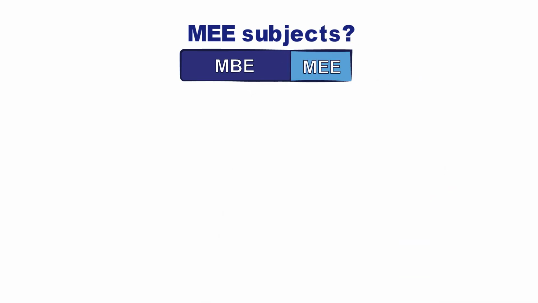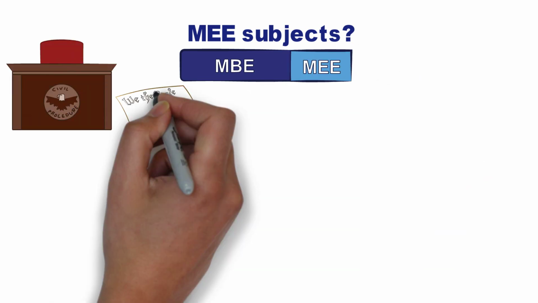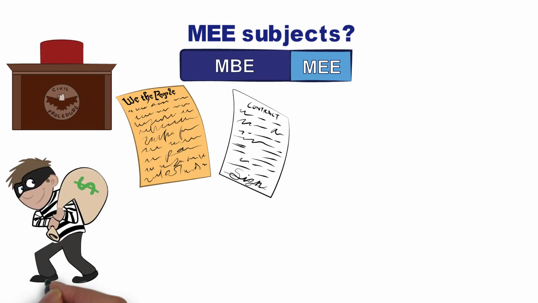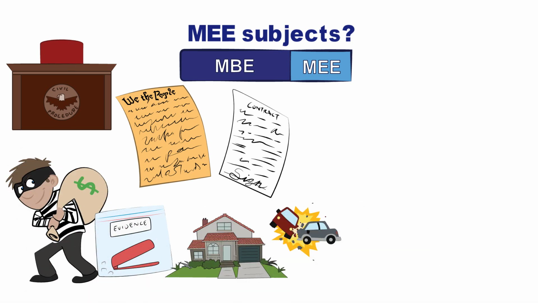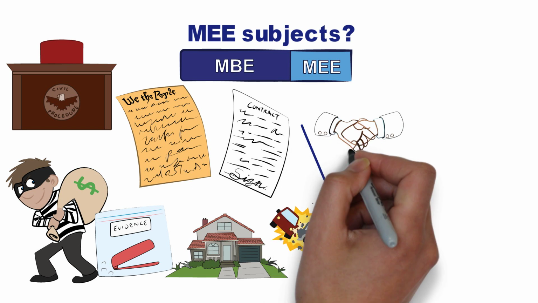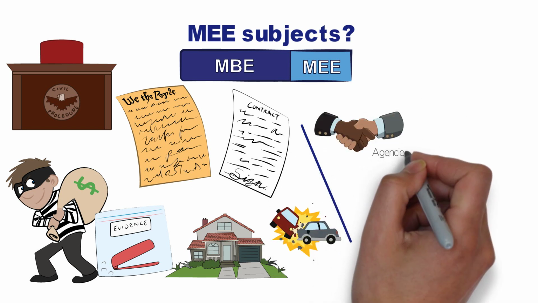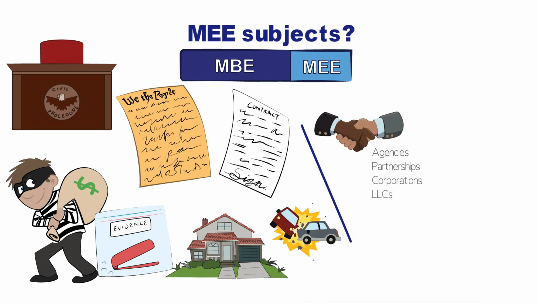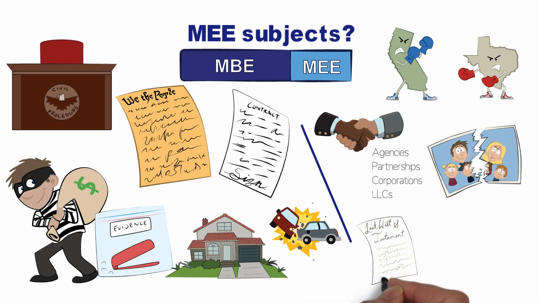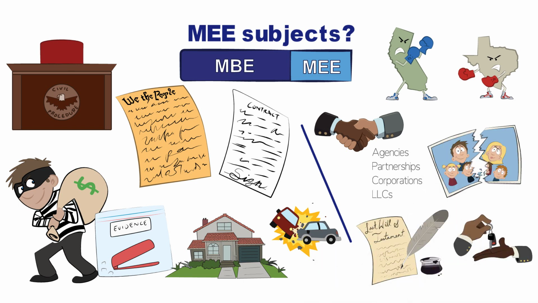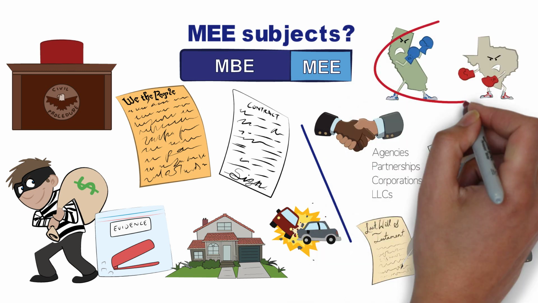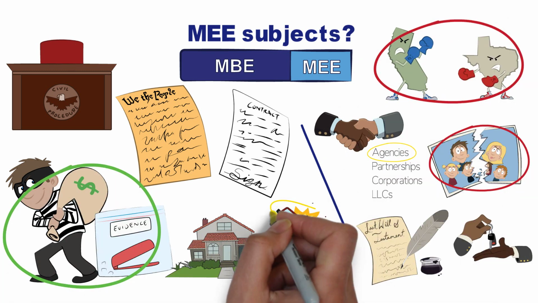Again, the 7 MBE subjects are civil procedure, constitutional law, contracts, criminal law and procedure, evidence, real property, and torts. The 5 MEE specific subjects are business associations, which, by the way, includes agencies, partnerships, corporations, and LLCs, conflict of laws, family law, trusts and estates, and secured transactions. Typically, each essay only hits one subject area, but some combine multiple, like family law and conflicts, criminal procedure and evidence, agency and torts, and so on.